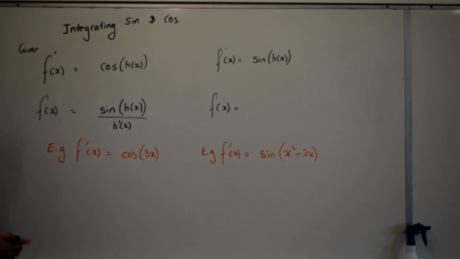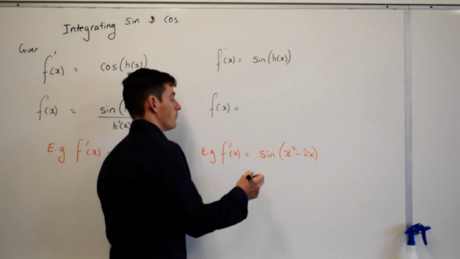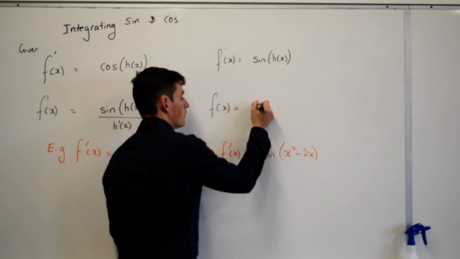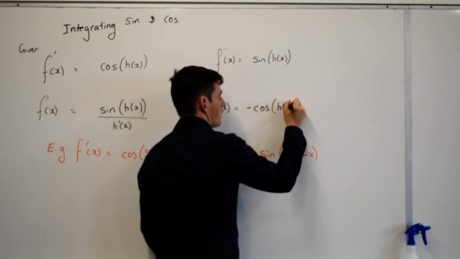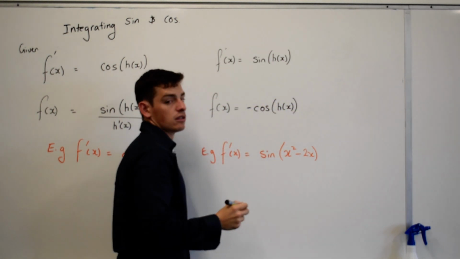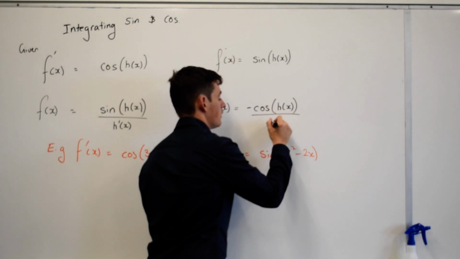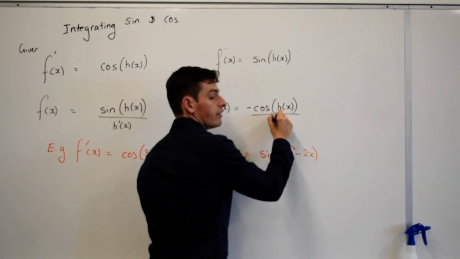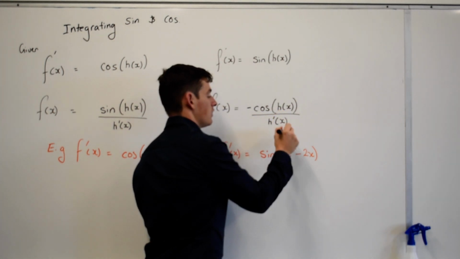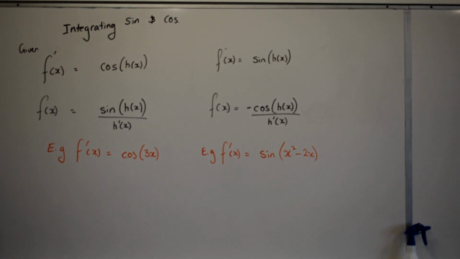The sine, probably a hint. What does sine become? Negative cos h(x) over h dash x. You do? Why? Very good.